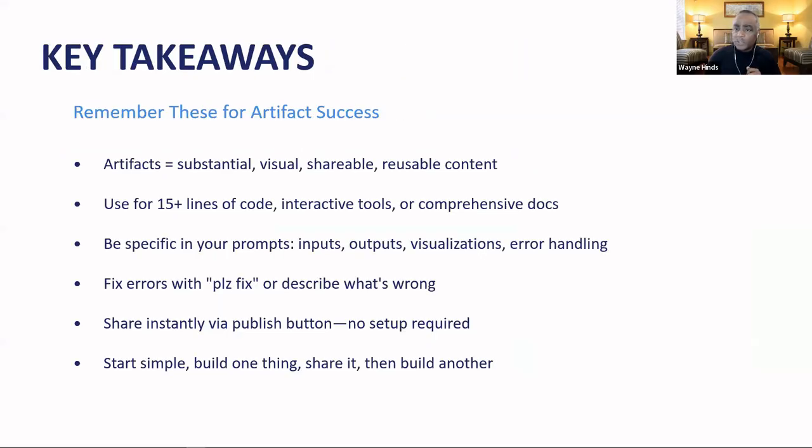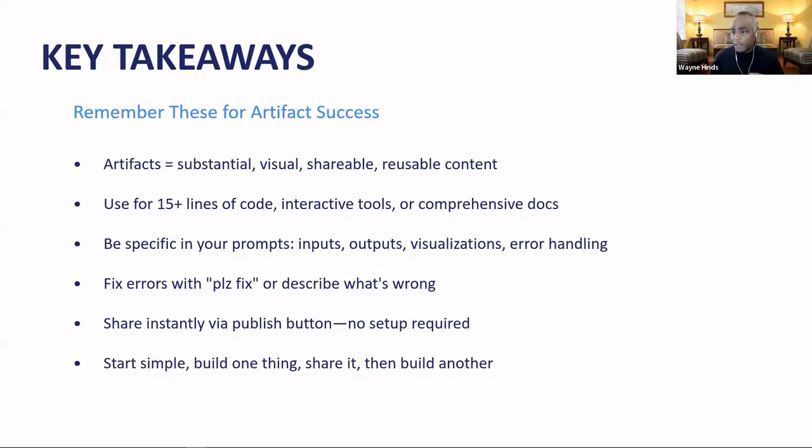And so, just quick key takeaways here. Remember these artifacts for success. Artifacts, basically you want to use for substantial, visualized, shareable, and reusable content. Typically, 15 lines or more of code. And again, you can start with a single sentence and tell Claude, I want to create this in an artifact. That's a specific word there. And then it will convert that into 15 lines or more, or the minimum requirement that's needed. And then you can just enhance it as I showed you with the FinTrack.